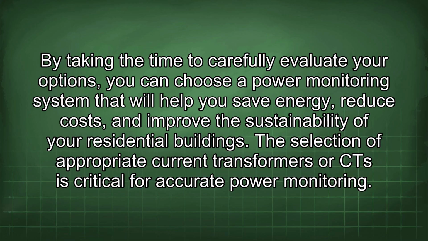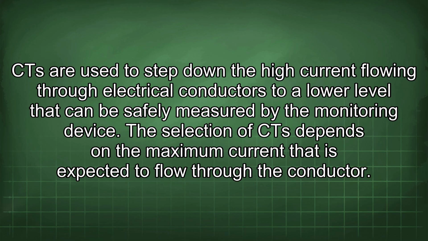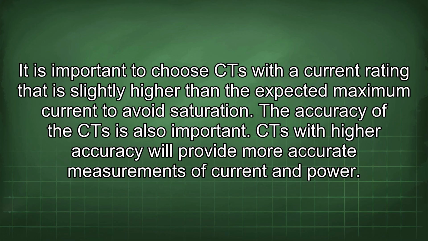The selection of appropriate current transformers, or CT, is critical for accurate power monitoring. CT are used to step down the high current flowing through electrical conductors to a lower level that can be safely measured by the monitoring device. The selection of CT depends on the maximum current that is expected to flow through the conductor. It is important to choose CT with a current rating that is slightly higher than the expected maximum current to avoid saturation. The accuracy of the CT is also important.